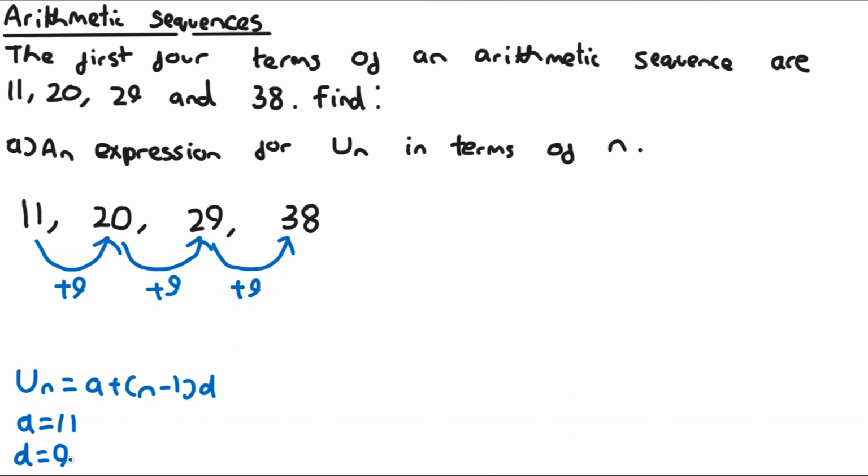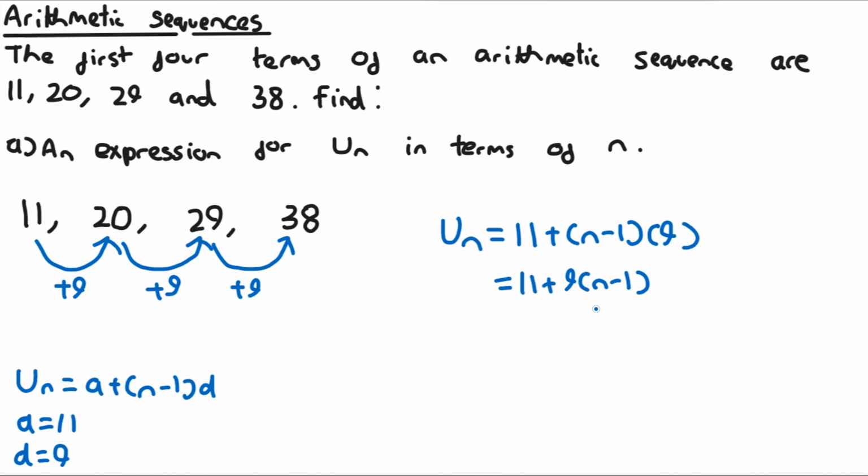So therefore we can find an expression for un in general. We can say that un is equal to a, which is 11, plus, and then n minus 1, because we're just doing it generally, in terms of n, and then d, which is 9, like this. We can simplify this to 11 plus 9 of n minus 1, and then we can expand the brackets and simplify it to 11 plus 9n minus 9, which is equal to 9n, and then 11 minus 9 is equal to plus 2. So un is equal to 9n plus 2.